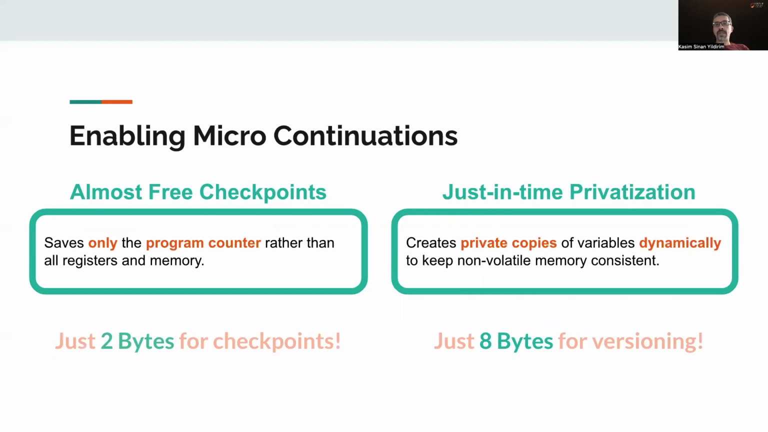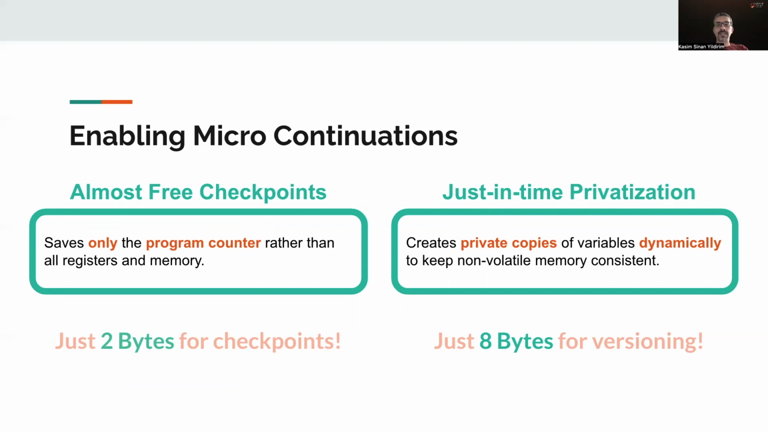Now, I would like to talk about microcontinuations. Immortal threads save the continuation, which we call microcontinuation, on each memory update. This guarantees the idempotence of the execution until the next checkpoint. Microcontinuations are enabled by two innovations introduced by the immortal threads library.